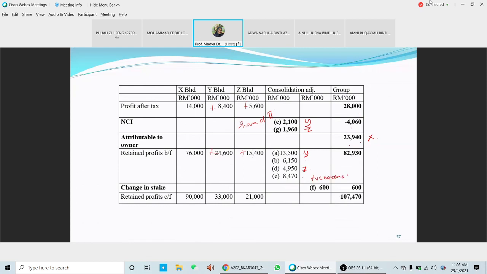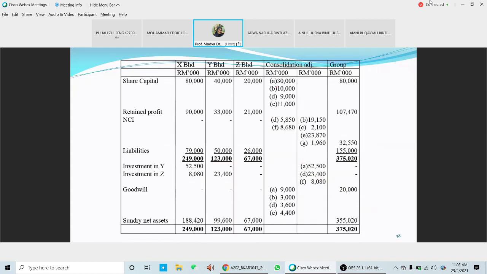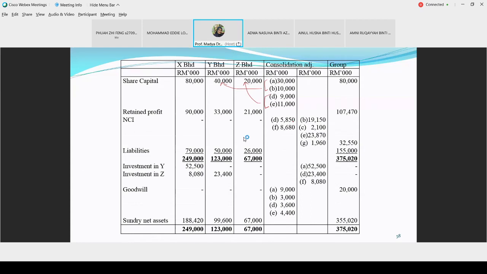Okay, retained profit here is from the previous one, 107. And CI here, 5850. 5850 here is in Z. Debit in Z, this one is 86.80 here is from the positive movements that we have here. The shares of, okay, not positive movement. The reducing in the carrying amount when the NCI sold 20%, yeah, 20%.